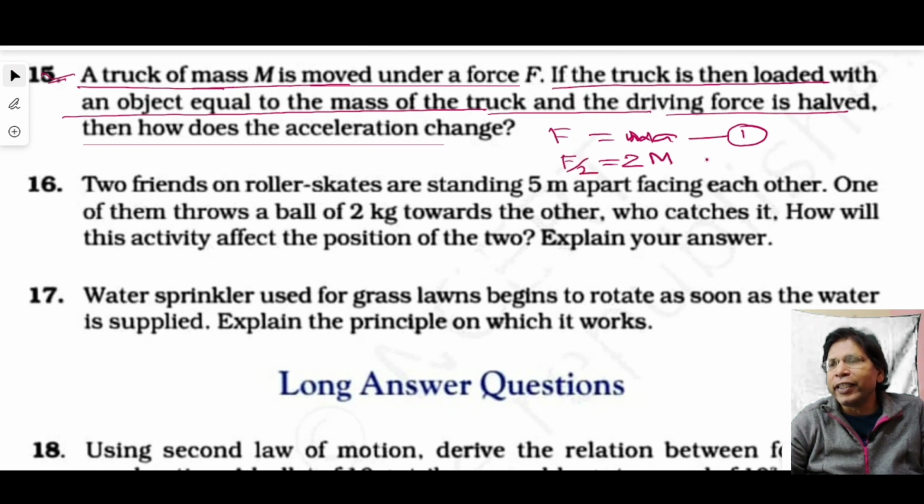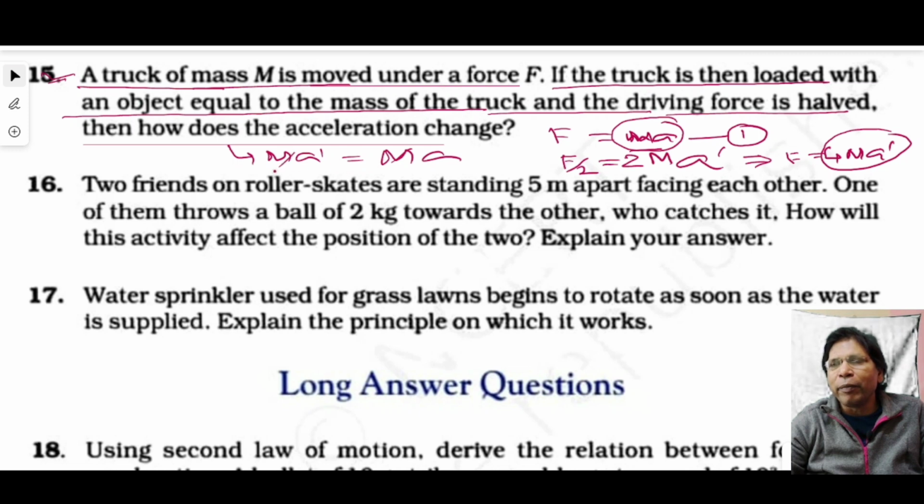Now what will be the acceleration? Suppose a dash be the acceleration. So look at this. From here we can write F equals 4m a dash. Look at this, F equals 4m a dash, and here F equals ma. So ma equals 4m a dash. Therefore 4 times m a dash equals m times a.